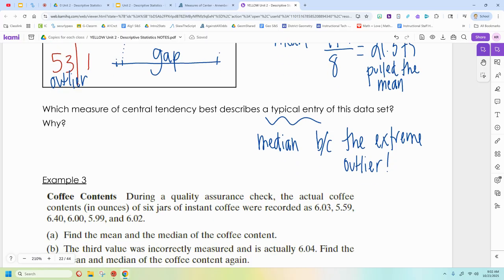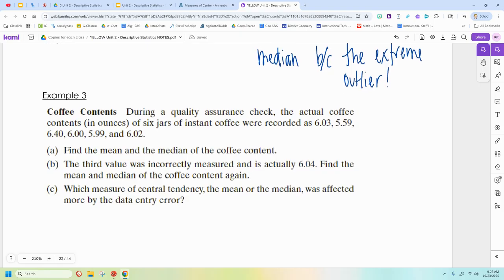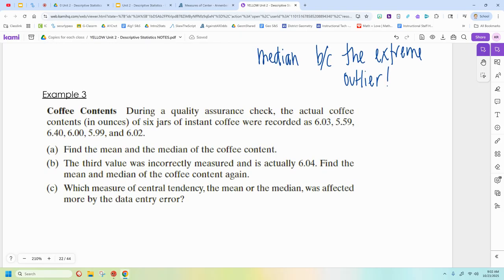All right, here we go. This is your chance to shine, kids. Can you do it? During a quality assurance check in the plant, the actual coffee contents in ounces of 6 jars of instant coffee were recorded as, here's 1, 2, 3, 4, 5, 6 pieces of data. Find the mean and the median. Okay, that's your first task.